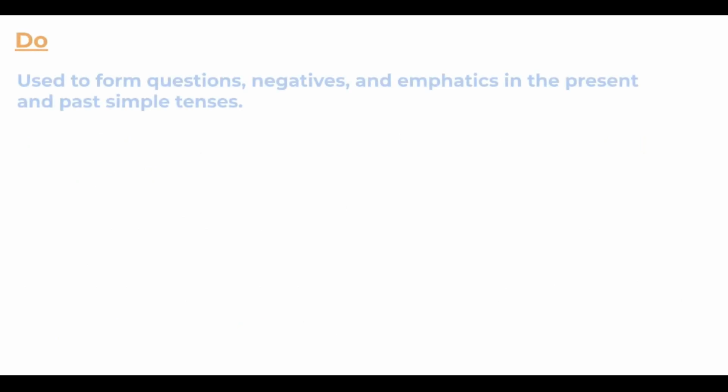And the last one, do. This is used to form questions, or in other words, interrogatives, negatives and emphatics. And that's when there's emphasis on a certain part of the sentence, aspect of the sentence, in the present and the past simple tenses, not the future.